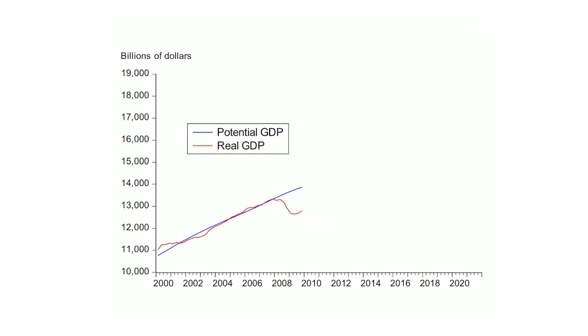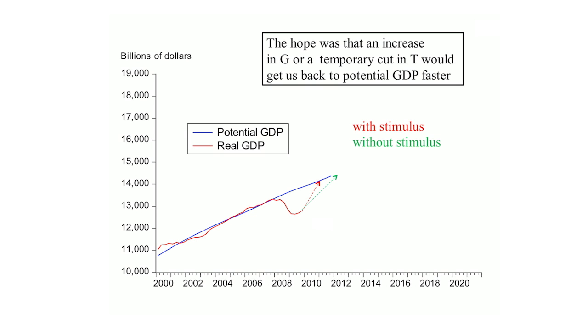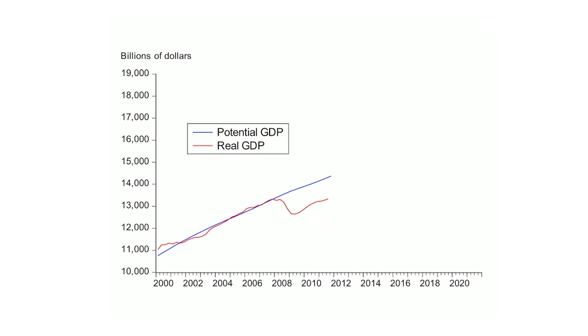And we talked about the stimulus package both in 2008 and 2009. So the hope was basically to get back to full employment, to potential GDP faster with the stimulus and without the stimulus. That was the argument that was made. The hope was that an increase in government purchases or a temporary cut in taxes would get us back to potential GDP faster. But unfortunately, neither of those happened, and the economy remained sluggish.